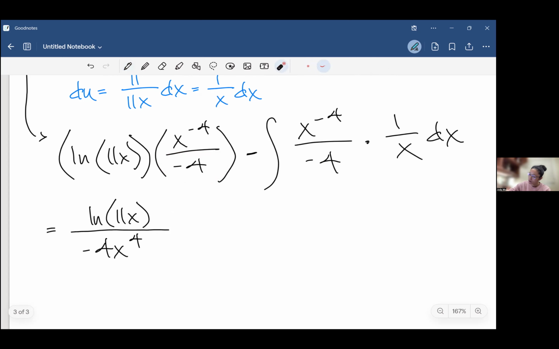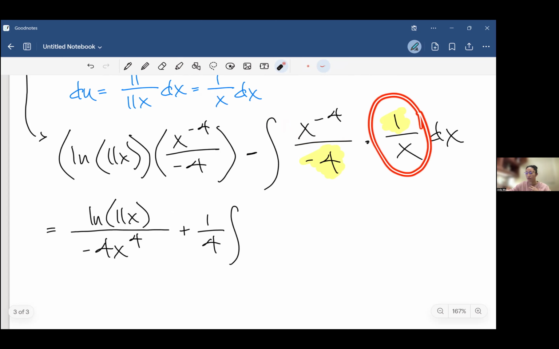Now let's simplify this integral to make sure that we can take the integral of the most simple term possible. And just like last time, I'm going to pull out the constants. So the negative 4 on the bottom and the 1 on the top are going to come out. So I get plus 1 over 4. The integral of x to the negative 4, I can write as 1 over x to the 4th.